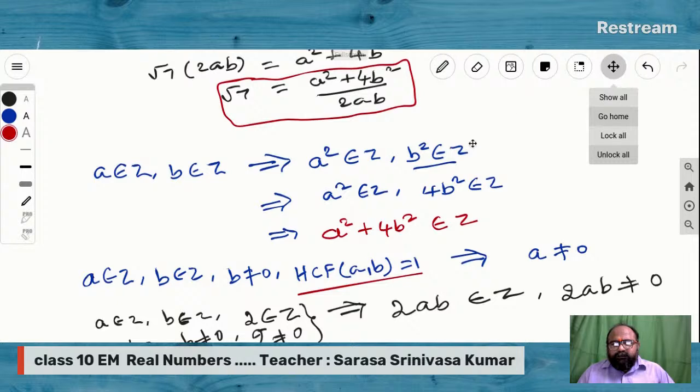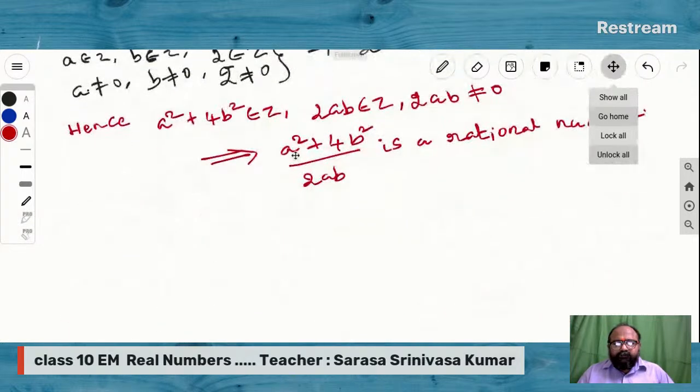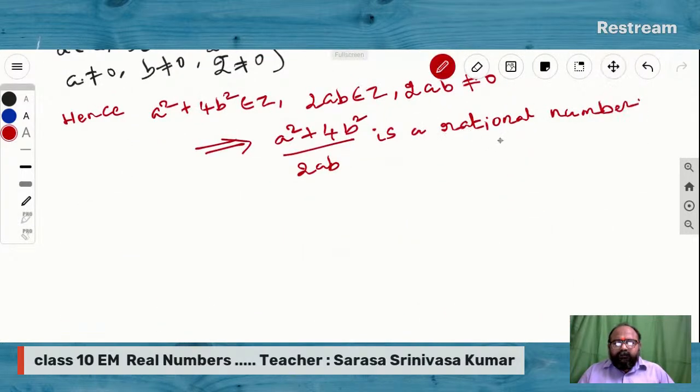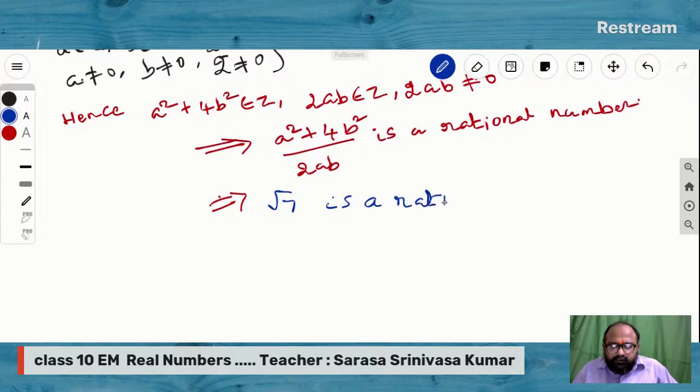So now we write, this implies square root of 7 is a rational number. But we have already proved that square root of 7 is an irrational number. So this is a contradiction to the fact that square root of 7 is an irrational number.